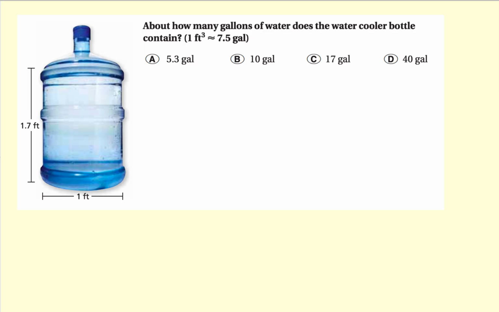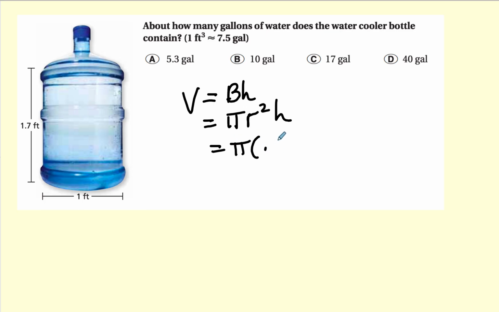All right, how many gallons of water does the water cooler bottle contain? So we know that 1 cubic feet is approximately 7.5 gallons. So let's figure out the volume. Volume is area of the base times the height. So this is pi r squared h, and r is going to be 0.5, and then our h is 1.7.